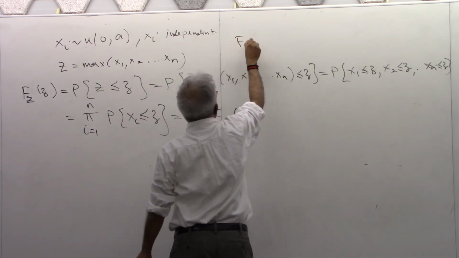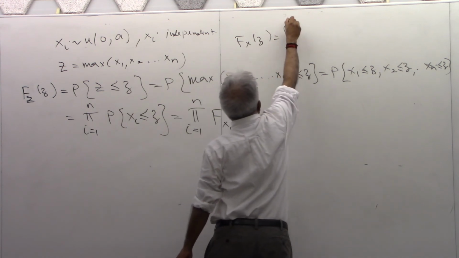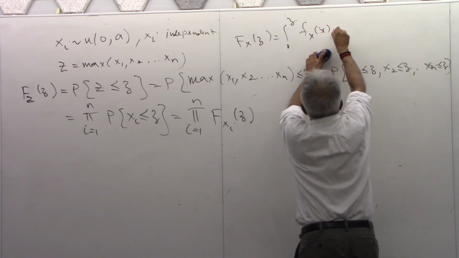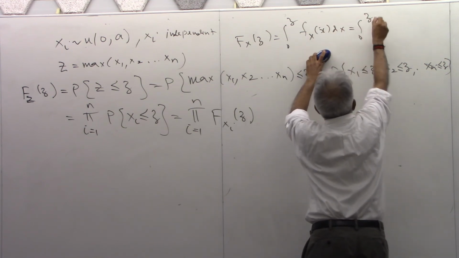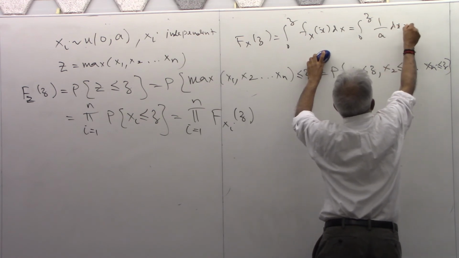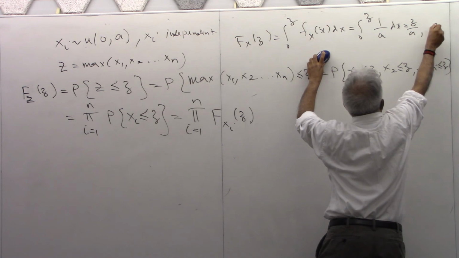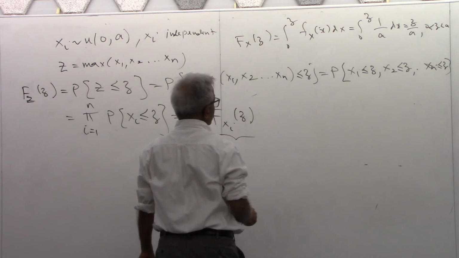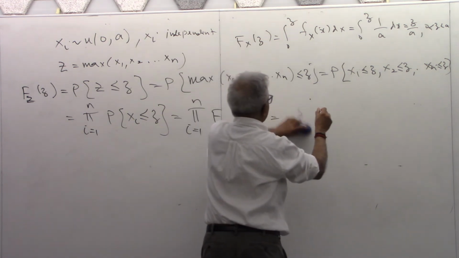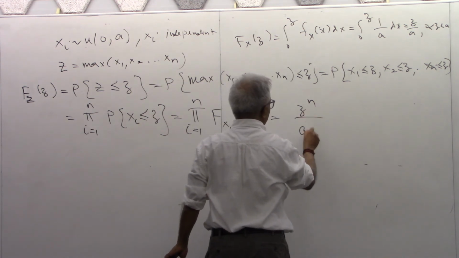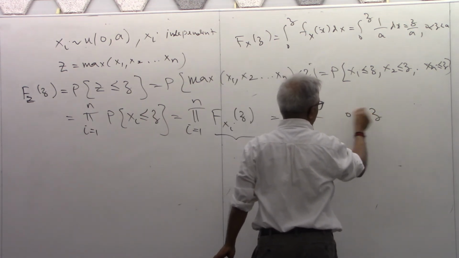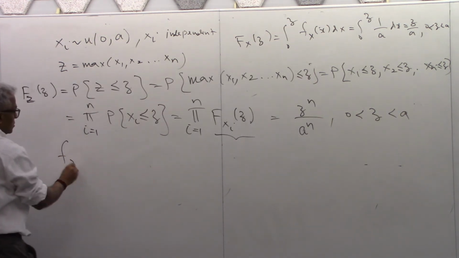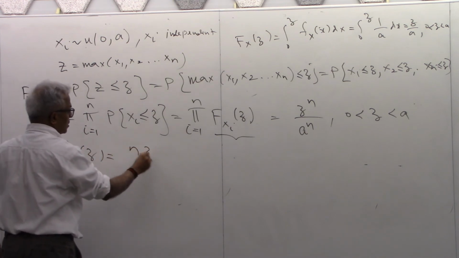But for uniform, F_X(z) is the integral from 0 to z of the density function of x dx. So 0 to z, 1 over a dx. So this is just z over a, right? So this is z to the n over a to the n, and z goes from 0 to a. So you should be able to do problems of this type. So the density function of that is just the derivative of that, right?